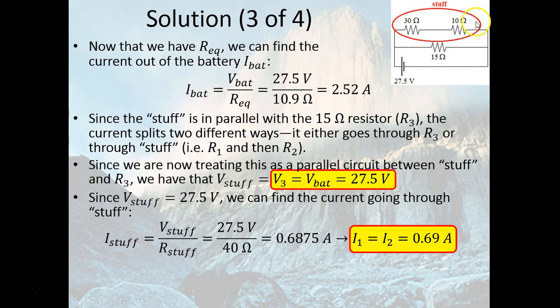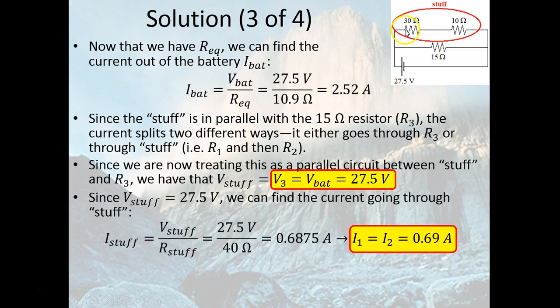But by figuring out the current that's going through stuff using Ohm's law, V equals IR, so I equals V over R, the current going through stuff is the total voltage drop across stuff, which is 27.5 volts. Like if you put the positive terminal of your voltmeter right here to the left of the 30 ohm resistor and the negative terminal to the right of the 10 ohm resistor, you would get a voltage drop of 27.5 volts. Well, divide that by the equivalent resistance of stuff. That'll give you the current running through stuff.